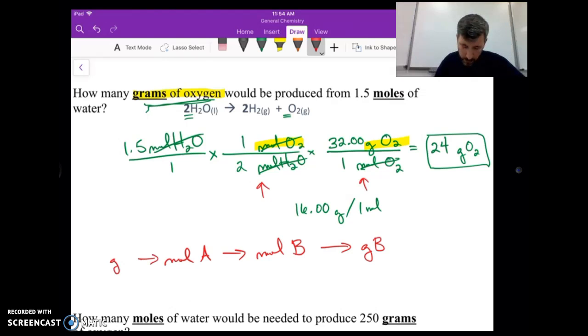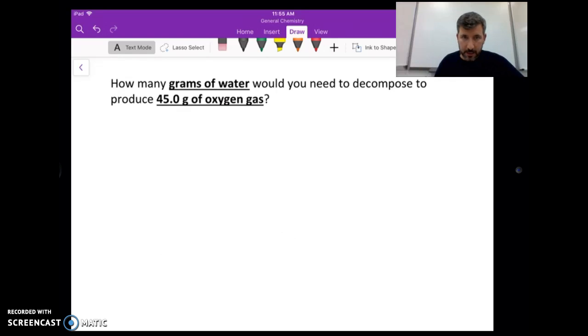Now, the last question that we'll have to answer is, if we start with grams of A, how do we go all the way to grams of B? So here's an example like that. I'll have to recopy my equation. It's the same equation. So H2O goes to H2 plus O2, and a 2 in front of water, and a 2 in front of hydrogen. So same equation. You don't have to recopy it. It's already in your notes.